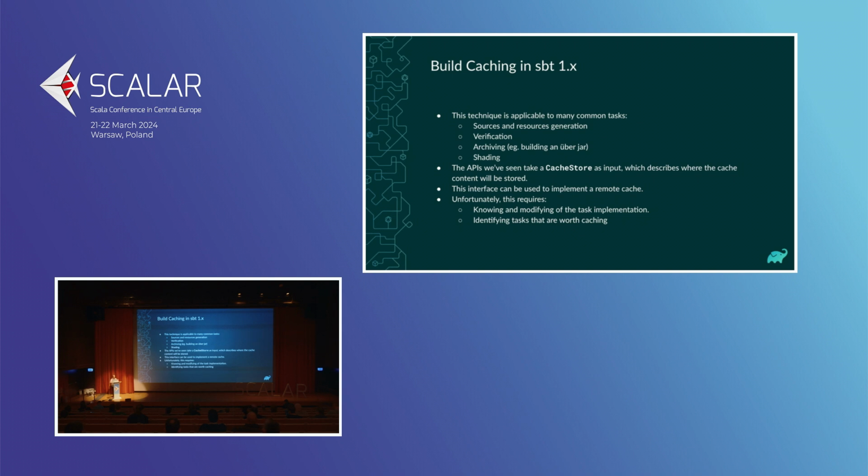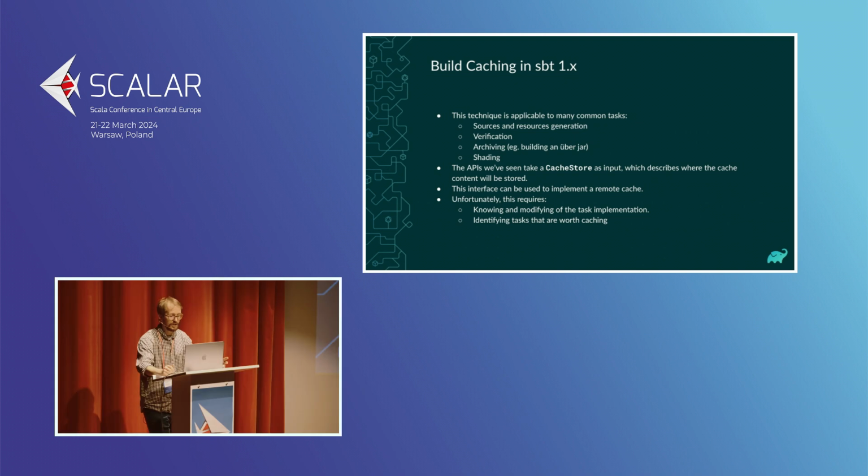You could use this for archiving, for instance. If you are building an Uber jar from more jars, then you may not want to rebuild it if your classpath or input jars haven't changed. Same goes for shading. If you have the same shading rules, you don't want to rebuild this shaded jar, and so on. Those APIs that we've seen, we've discussed quickly the store that they take, which is the backing of the cache. It's a very generic API that you could just re-implement so that it's either local or remote.